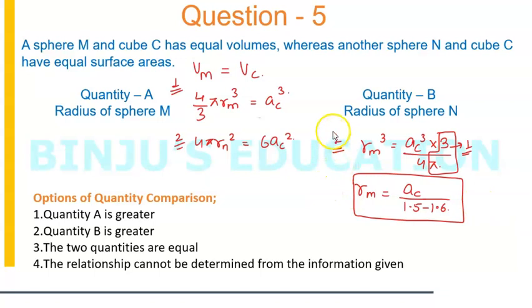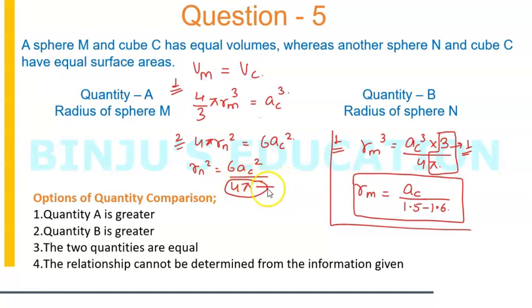Now if we solve the second part, I can say that Rn square is equal to 6 AC square divided by 4 pi. Now this 4 into pi, this is 4 into 3.14, this is roughly equal to 12. So Rn square is equal to AC square divided by 2, because 6 over 12 is 2. So I can say that Rn will be equal to AC divided by 1.414.